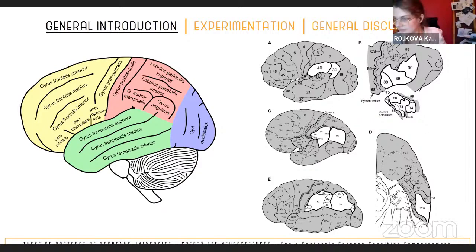Yes. So the Brodmann areas were mapped based on microscopic arrangement of cell bodies in the cortex, and the maps and this parcellation that you can see here is visible at macroscopic level, even if it's based on microscopic features of the brain.